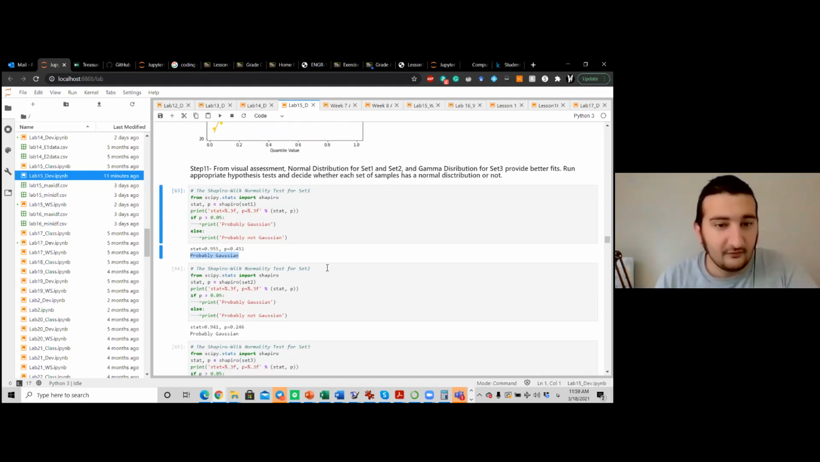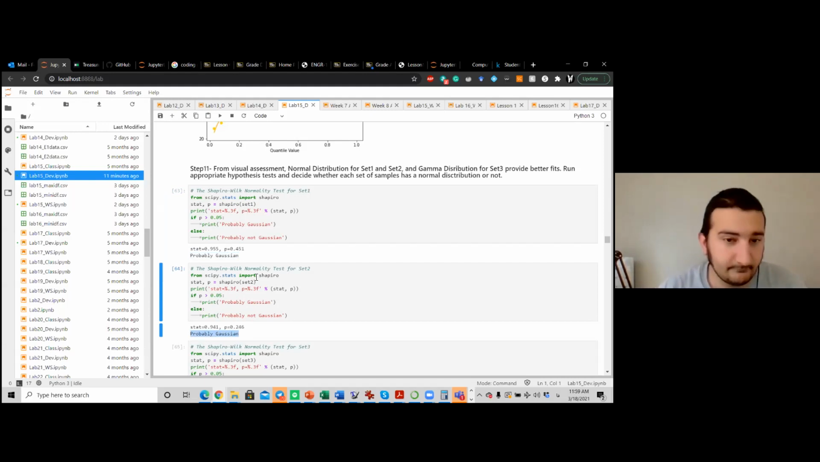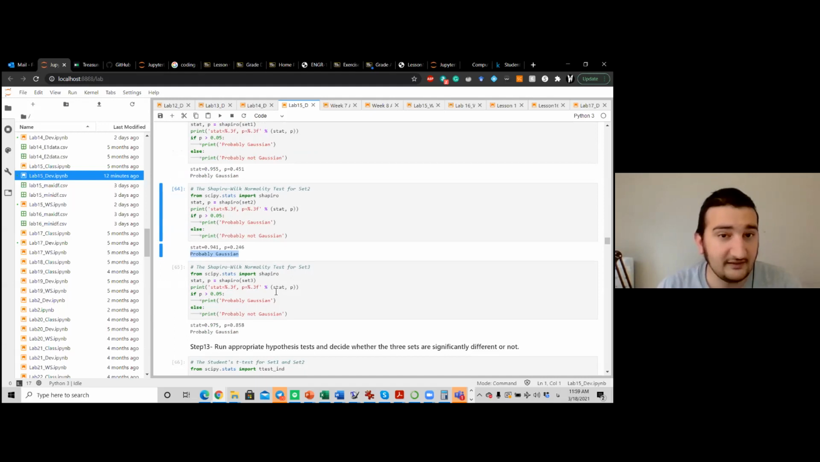Okay. What about set two? We get a p-value of 0.246 and we say, probably normally distributed because it is greater than 0.05. For set three, we get 0.858. And again, we say probably normally distributed. So compare these test results and tell me what they mean to you.